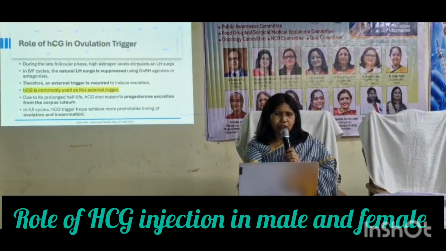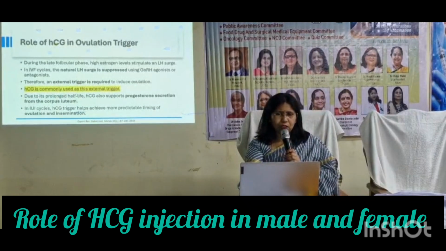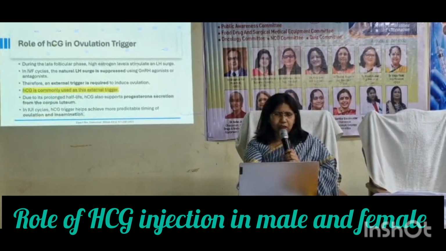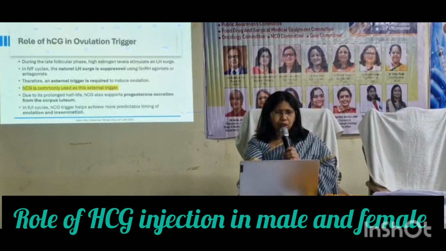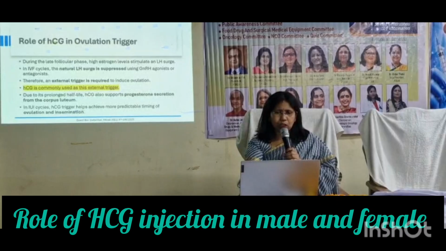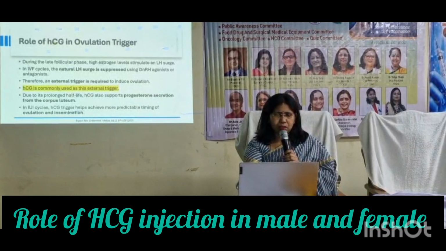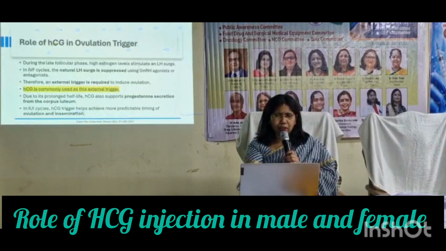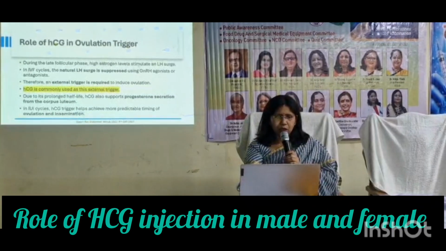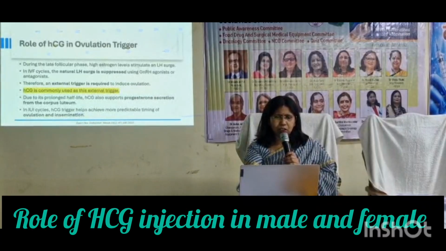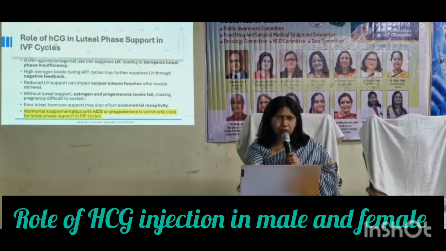Role of HCG in ovulation trigger. During the late follicular phase, high estrogen level stimulates the LH surge. In IVF cycles, the natural LH surge is suppressed using GnRH agonist or antagonist. Therefore, an external trigger is required to induce ovulation. HCG is commonly used as the external trigger. Due to its prolonged half-life, HCG also supports progesterone secretion from the corpus luteum. In IUI cycles, HCG triggers help achieve more predictable timing of ovulation and insemination.